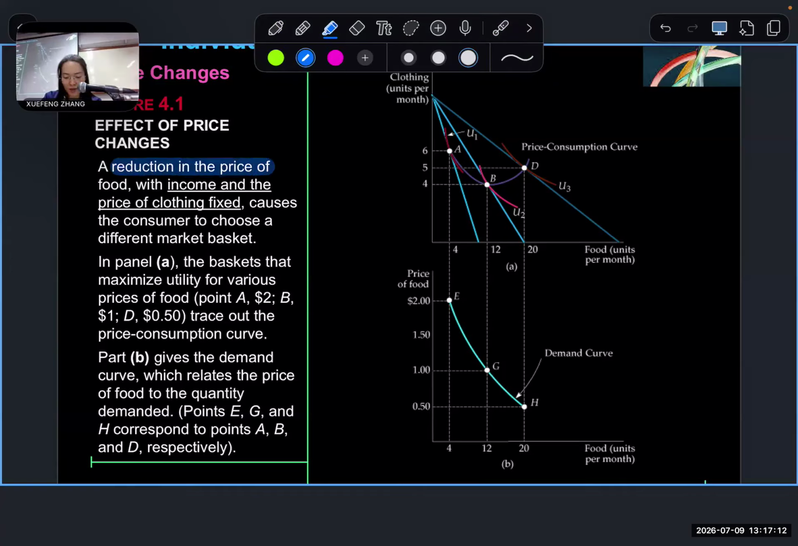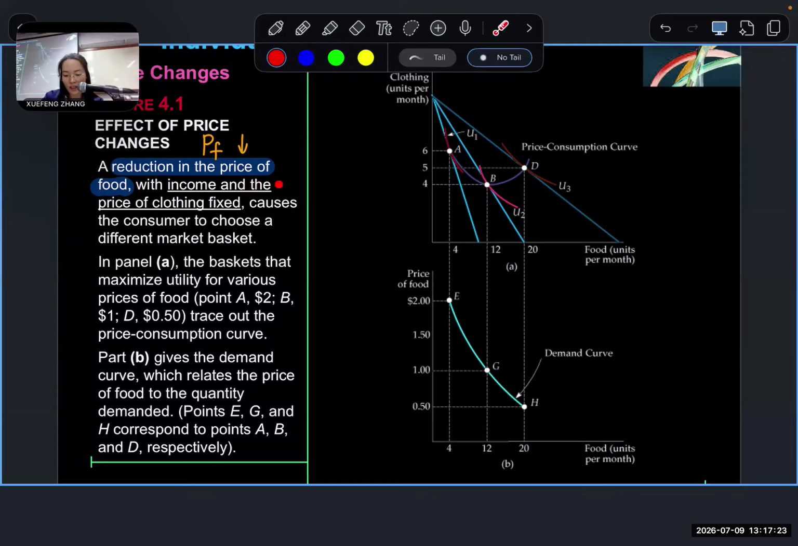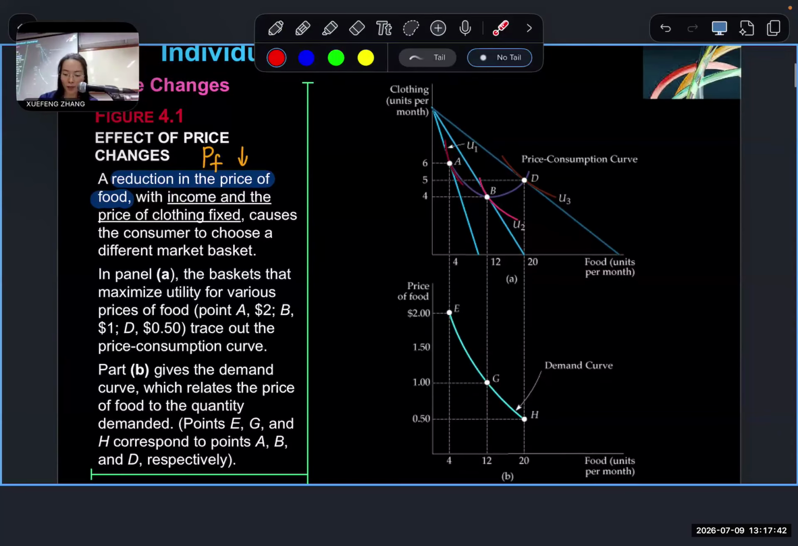Reduction in the price of food, which means the price of food is decreasing, right? But the income and the price of clothing are fixed. This is how we explain in economics, right? Ceteris paribus, holding other things constant, okay? So here we are caring about the price of food, which has decreased. And here we have two graphs, right?